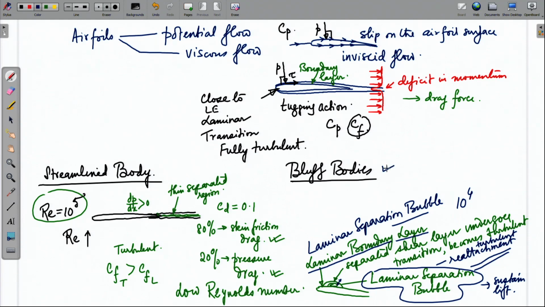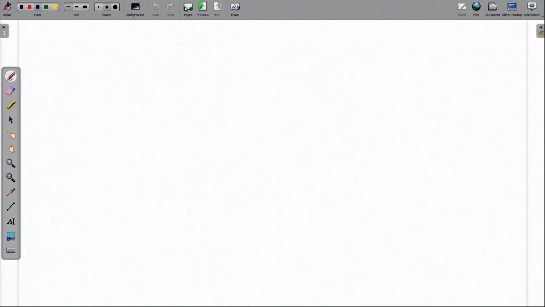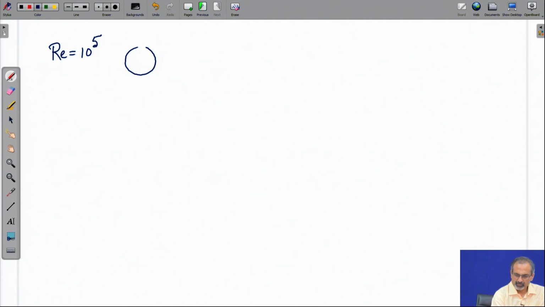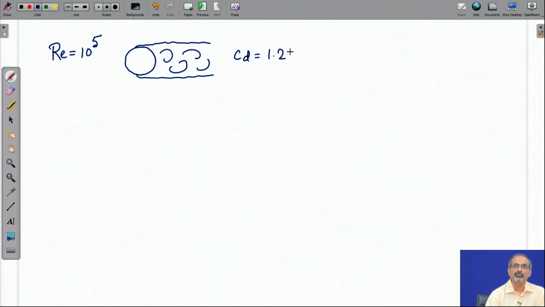Now, let us have a look at bluff body aerodynamics. If we were to look at a circular cylinder, for example, at the same range of Reynolds number, we would find that the flow separates from somewhere here, and of course, both from the upper and lower surfaces, creating a wide wake. The CD could be typically of the order of about 1.2, which is about 10 times that of the airfoil at the same Reynolds number, and a comparatively wide wake.